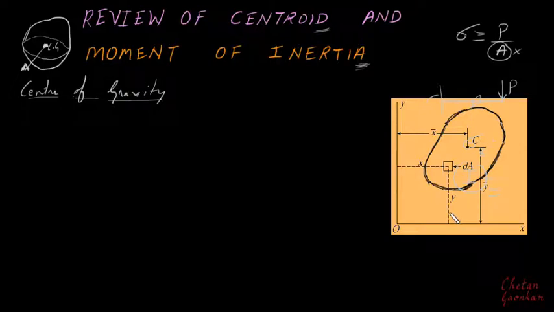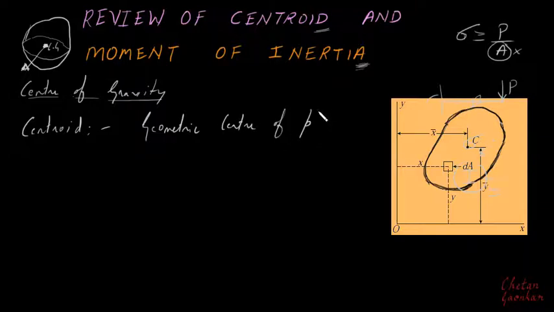Fine. Now this term centroid is the geometric center of this plane. It is nothing but the center of gravity for plane bodies which have uniform density. Suppose the plane has a uniform density, then we can call this point, the centroid, the CG of that plane.